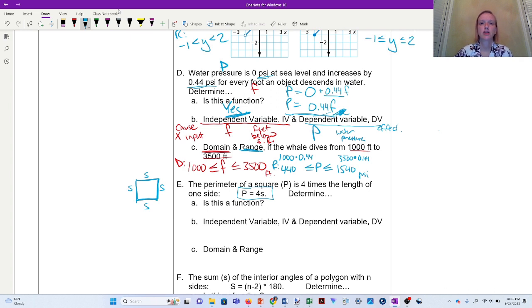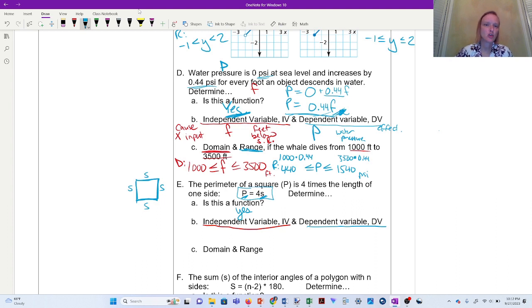So first we need to determine, is this a function? Yes, it is, because no matter what value of s we put in, there's no way to branch off and get a different answer. We're always just going to get one possible answer for p. So yes, this is a function. Next, let's look at the independent variable, the thing we get to choose, and then the dependent variable, the thing that depends on the independent variable.